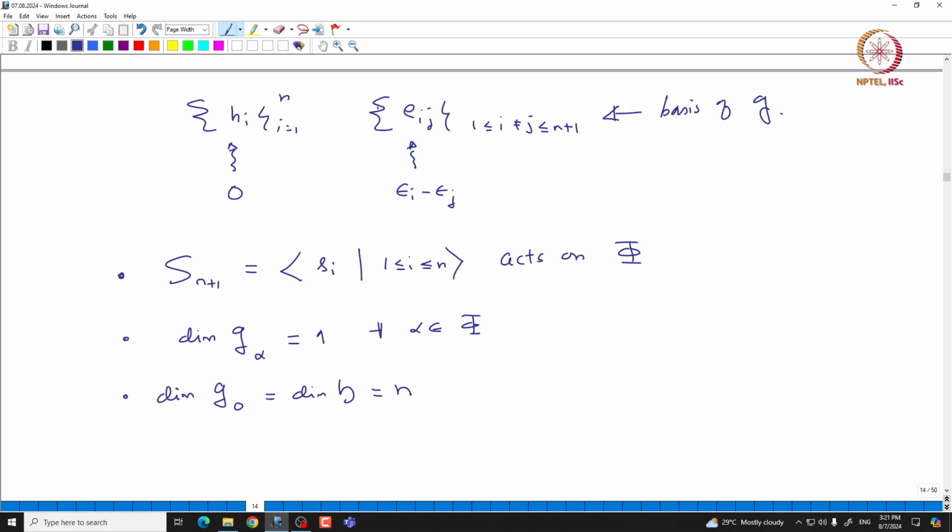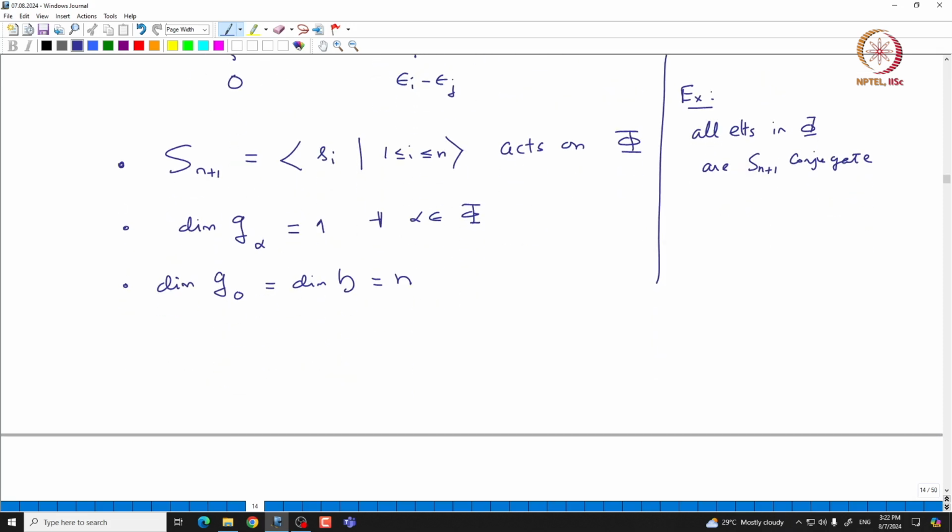Okay. And note that, maybe you can take it as an exercise, all elements in phi are indeed S n plus 1 conjugate. That means, if you give any two elements in phi, you can find some S n plus 1 element that takes one element to another element. So, this is indeed an important observation that we made about the adjoint representation, and similar statements are true for any finite dimensional representation. So, that is what we are ultimately going to prove.